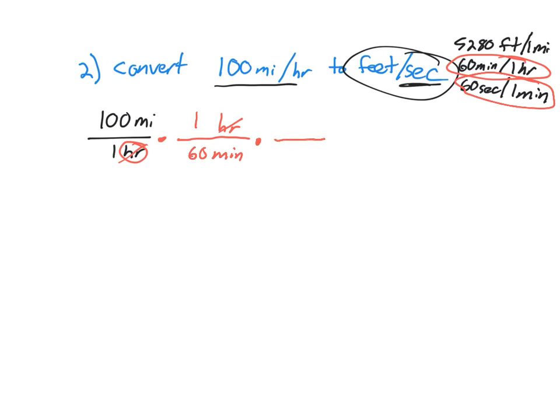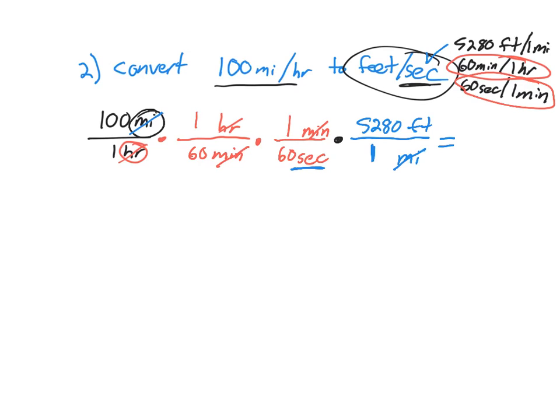So minutes are on the bottom. I need to have minutes on the top. I know there are 60 seconds per 1 minute. Okay. Minutes cancel, minutes cancel. I have seconds so far as my unit on the bottom. Okay, that is what I'm looking for, so that's good. Now that I've dealt with my time conversion, I'm going to look at my distance conversion. I have miles on the top, which means I need miles on the bottom. 1 mile, 5,280 feet. Okay. I should be good to go. I cancel my miles out.